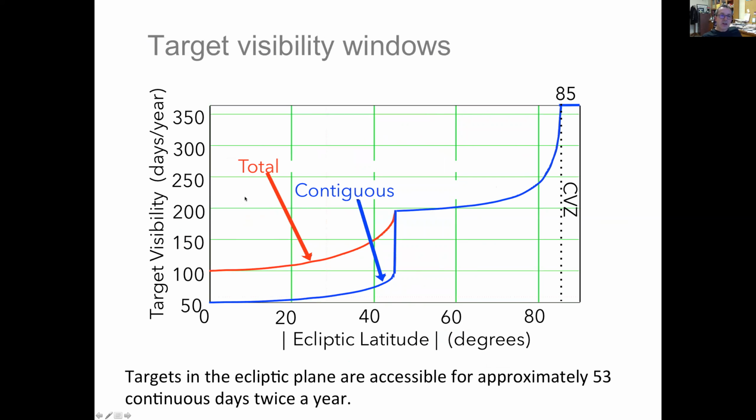This gives you the target visibility in days per year as a function of ecliptic latitude. So something that is on the ecliptic will have limited visibility, typically approximately 53 continuous days twice a year. Above about 45 degrees of ecliptic latitude, your target is basically visible for a long period of time, given by this graph. So all the way to the CVZ, which is about 10 degrees at about 85 ecliptic latitude.